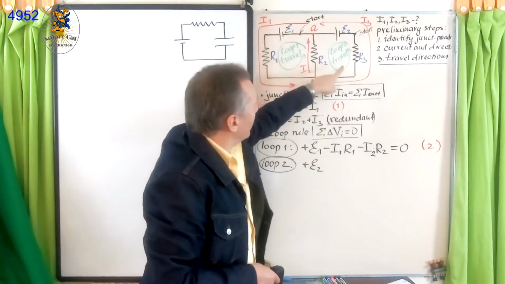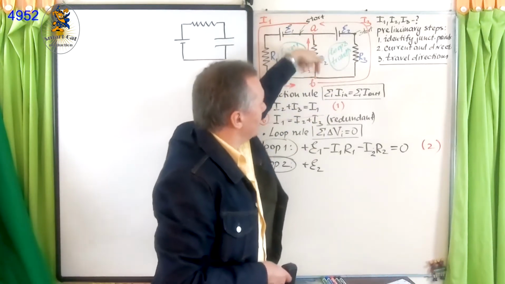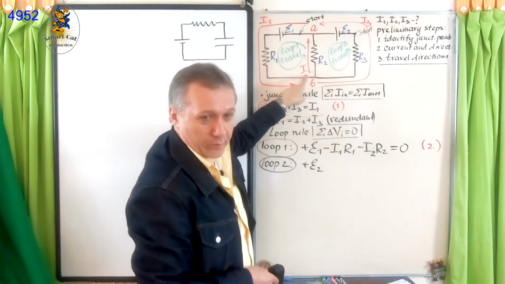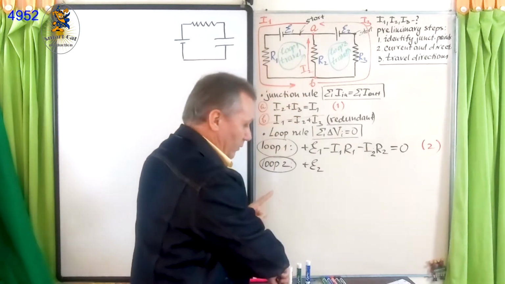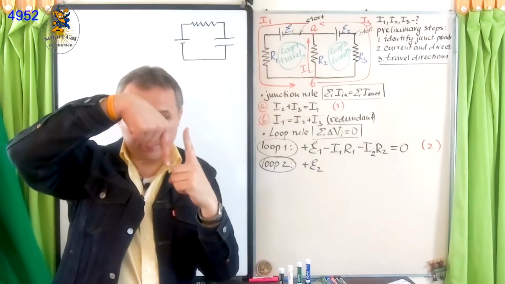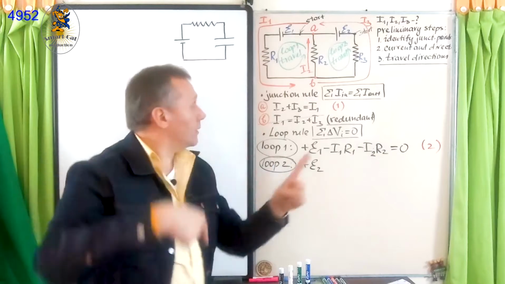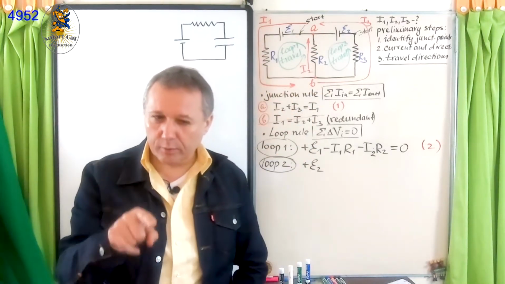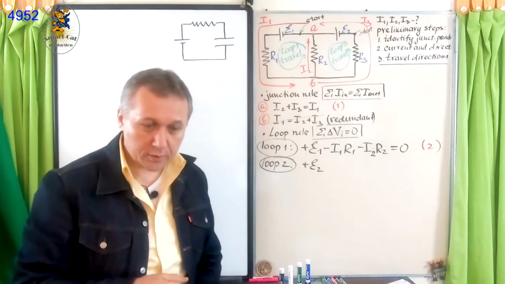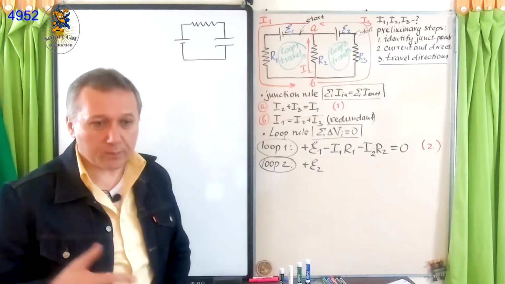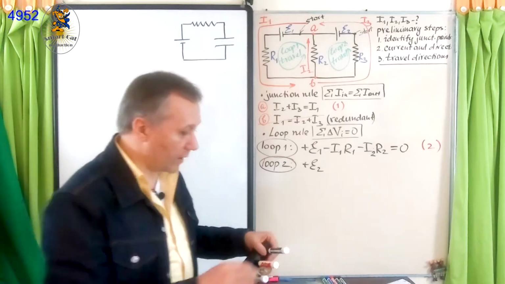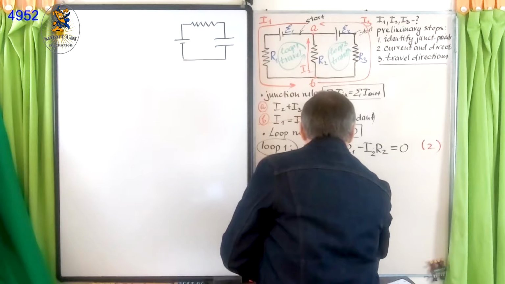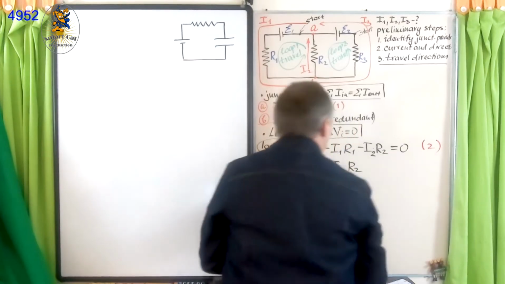So now, travel direction in loop 2 is down. Travel direction is down, but current I2 is up. So now directions are opposite. Current is up, travel is down. So the contribution, it's rule number 4 in your notes, must be positive, a product of current and resistance. So it will be plus I2 R2.